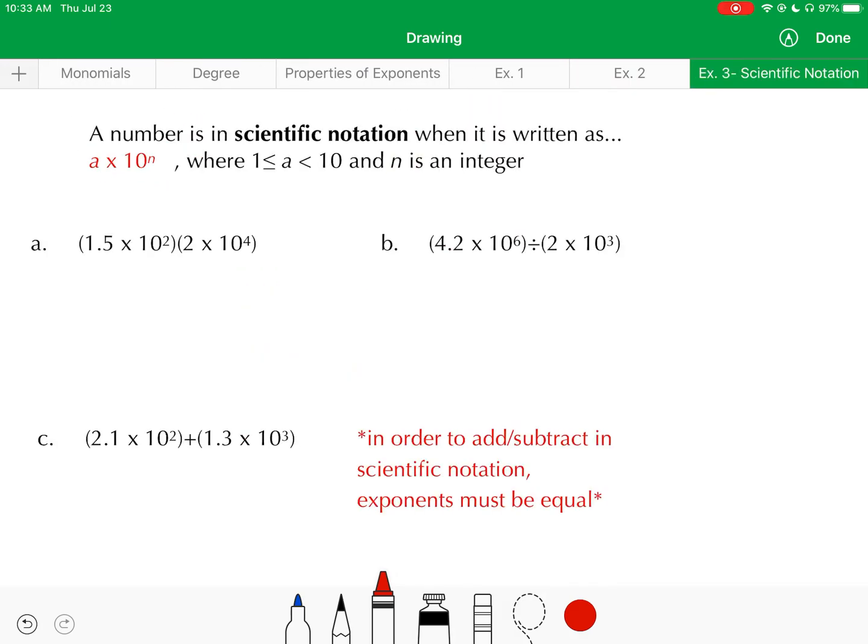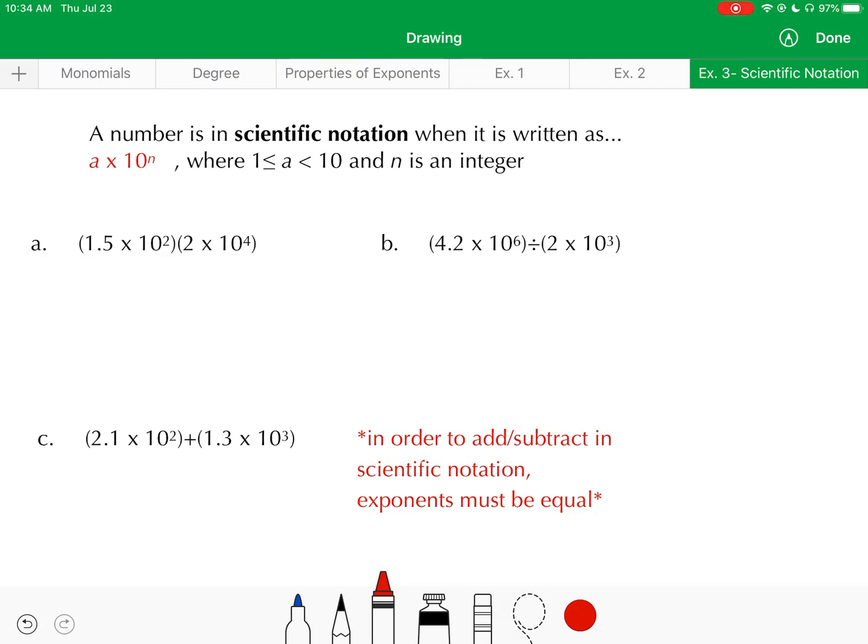All right, now a bit of an application to our monomials and specifically our properties of exponents, okay? It involves scientific notation. And just recall, you've probably worked with scientific notation before. In order for a number to be written in scientific notation, it's going to follow the format of a times 10 to the power of n, where a is a number between 1 and 10, and n, the power on 10, it's got to be an integer, okay?